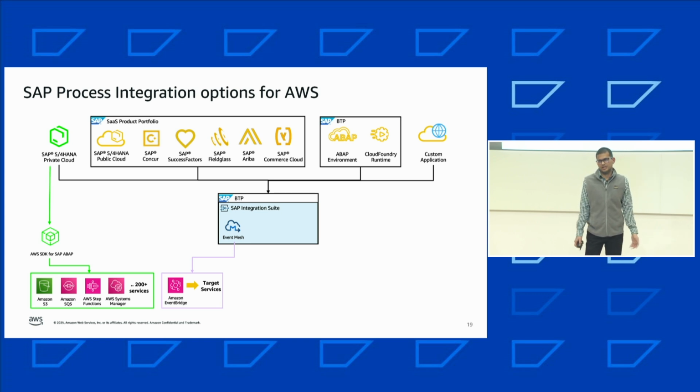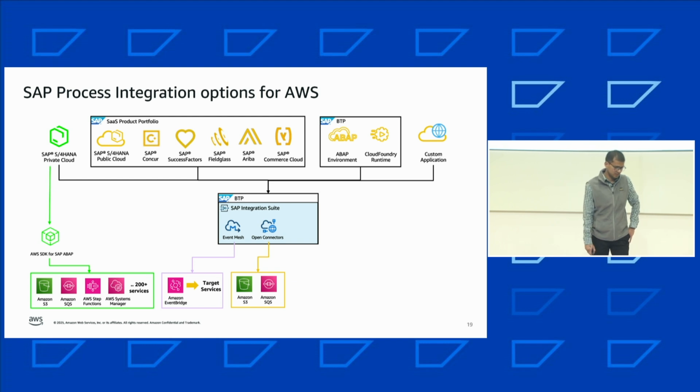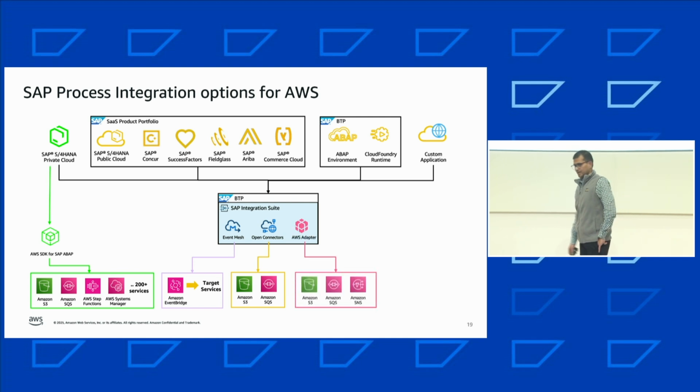This is also an event-based service, and it can then integrate with all the EventBridge-connected services. And then there are Open Connectors, which you already have, but they have limited connections to S3 and SQS. If you are looking for those, they are already available in your Integration Suite. But if you are looking for other adapters, they will work with another set of AWS services.